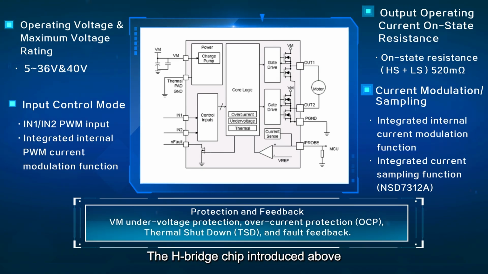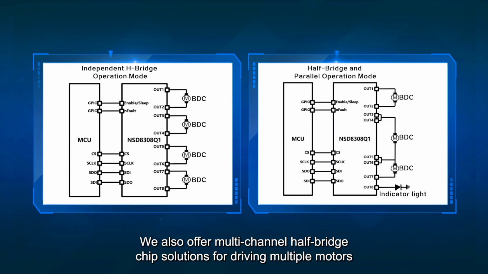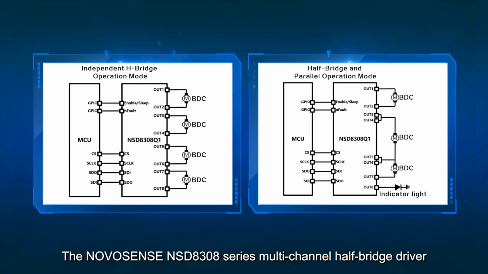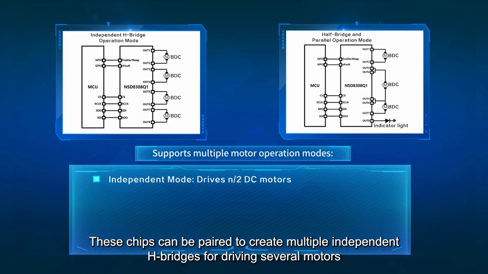The H-bridge chip introduced above can drive a single DC brushed motor. We also offer multi-channel half-bridge chip solutions for driving multiple motors. The NOVOSENSE NSD-A308 series multi-channel half-bridge driver integrates 6 to 12 half-bridge drivers, offering flexible usage. These chips can be paired to create multiple independent H-bridges for driving several motors.